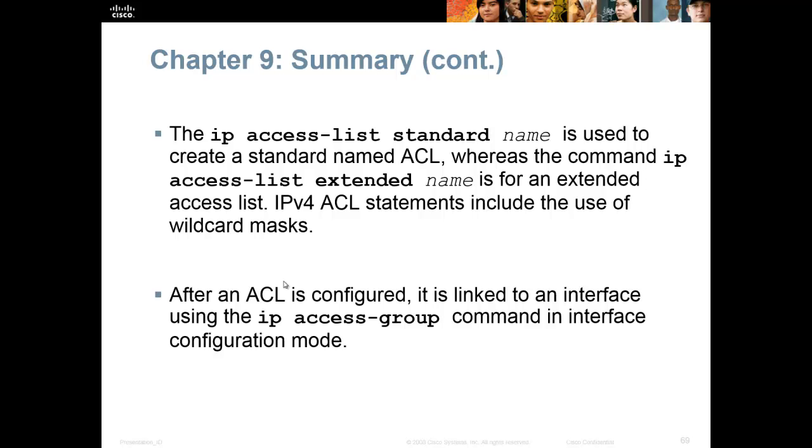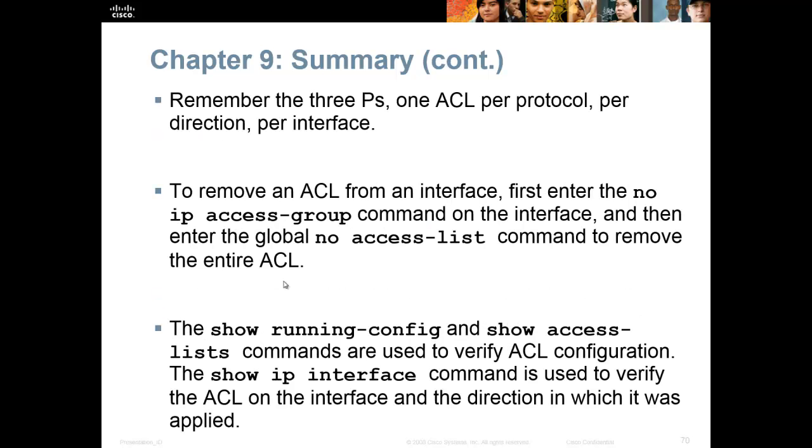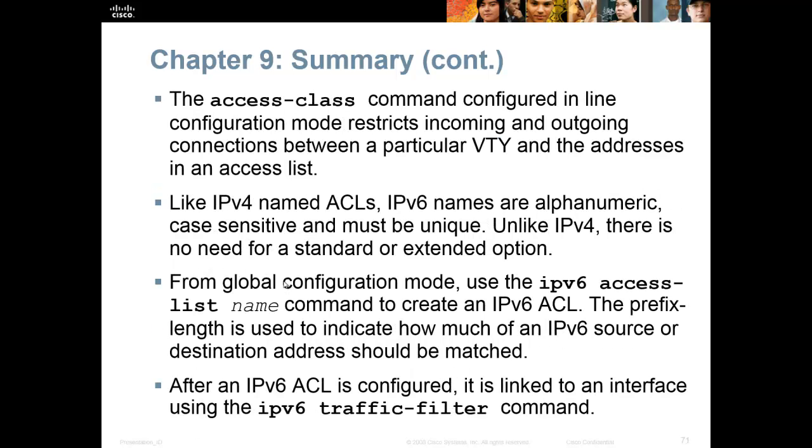All right, remember, after you create the access list, you have to apply it with the access-group command. So remember the 3 Ps: one per protocol, one per direction, one per interface. Remember, to remove it, just use no access-list. You can also do show running-config or show access-list to verify. Access-class is that specific command for telnet and SSH. And then don't forget with IPv6, instead of using the access-group command, we use the traffic filter command. But other than that, they're almost exactly the same.